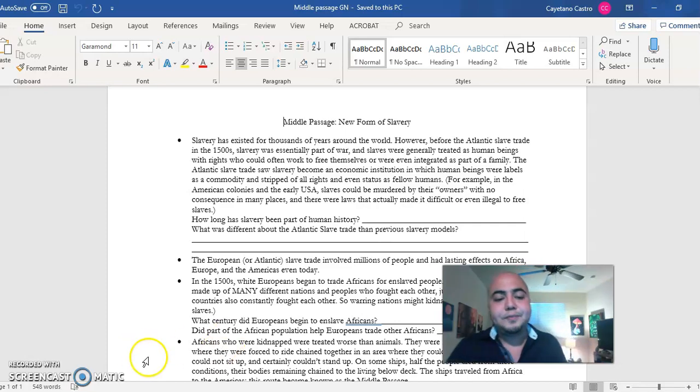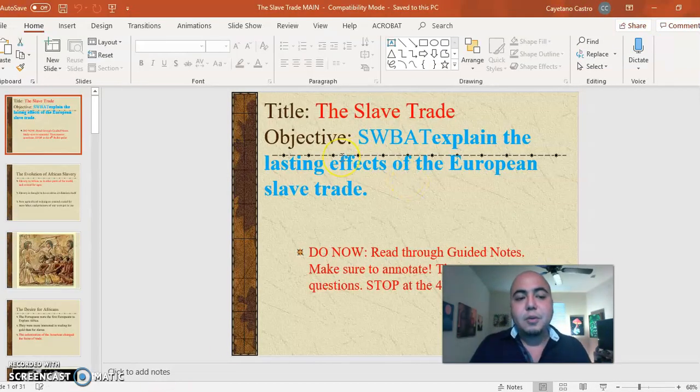So we're going to get started. The PowerPoint I provided there, the title is The Slave Trade, and this is the objective. By the end of this lecture, you're going to be able to explain the lasting effects of the European slave trade. What you're doing now is simply reading through the guided notes, making sure that you annotate, and answering the questions to stop at the 4th bullet point. Again, if you do not have that, I'll be providing the lecture right now.